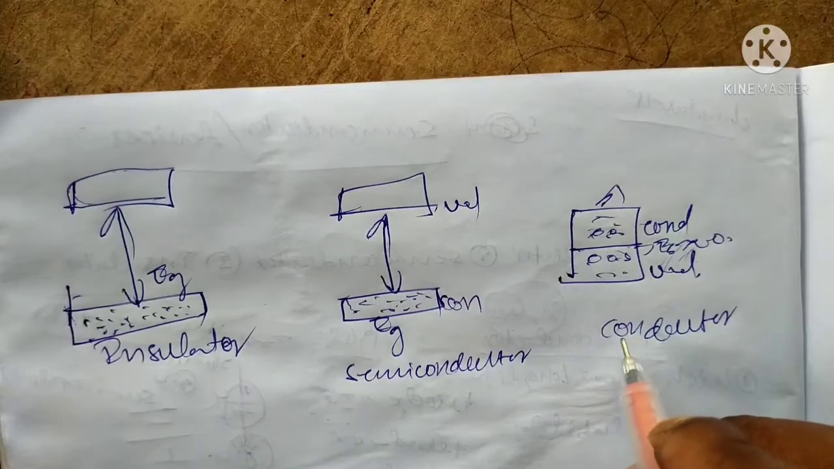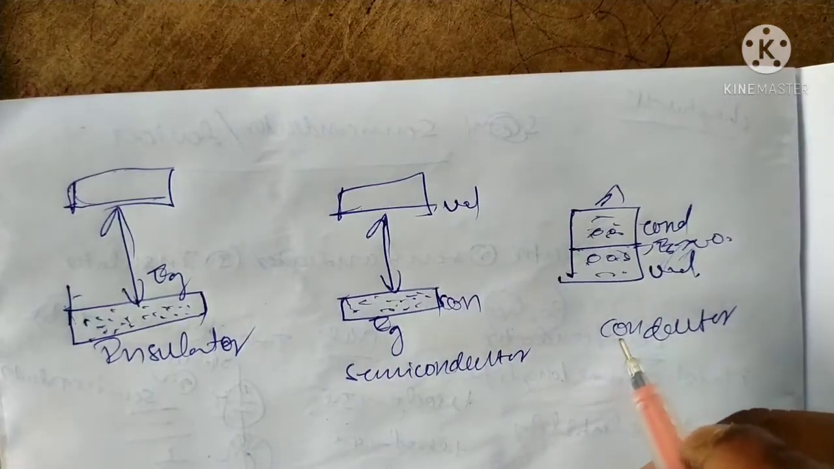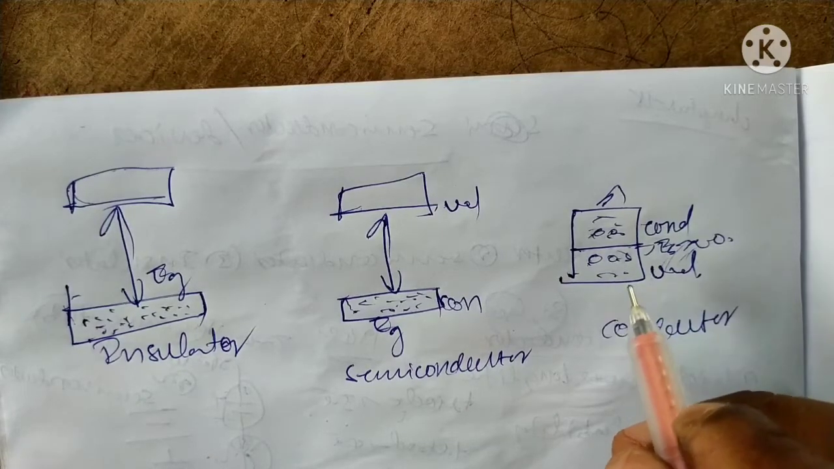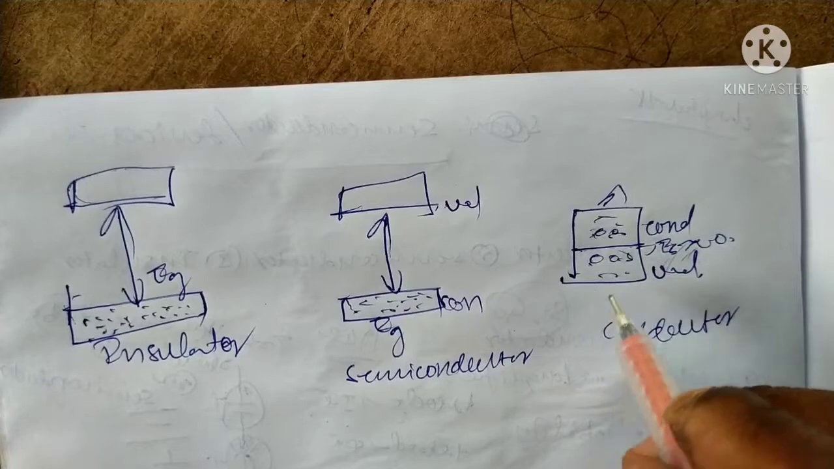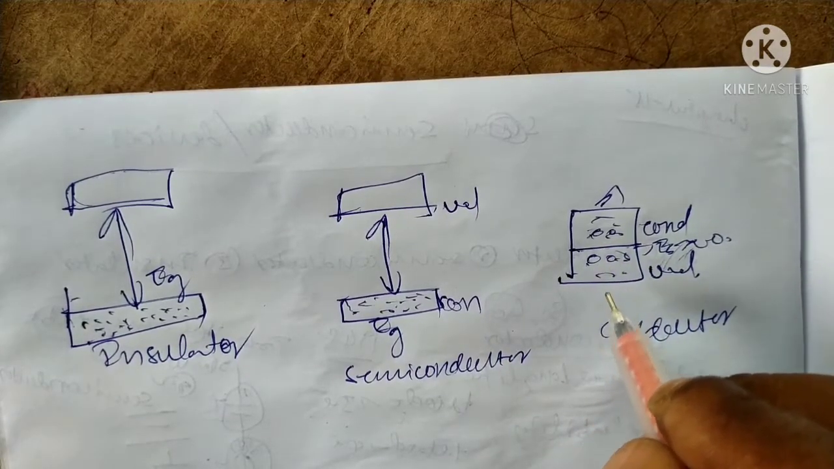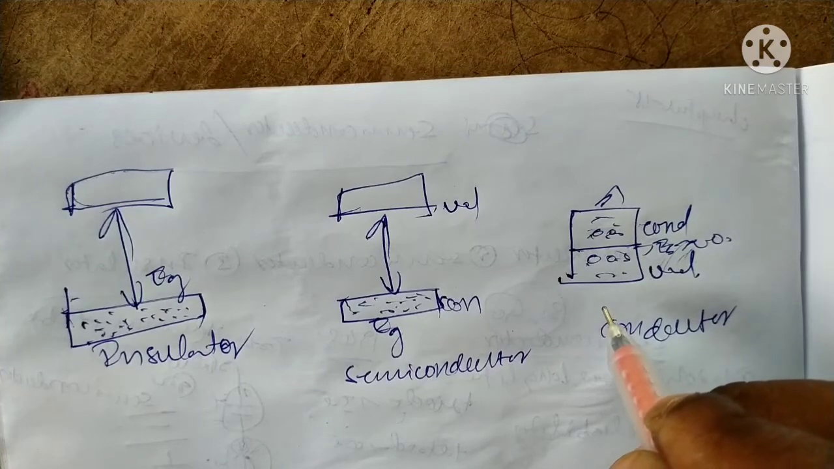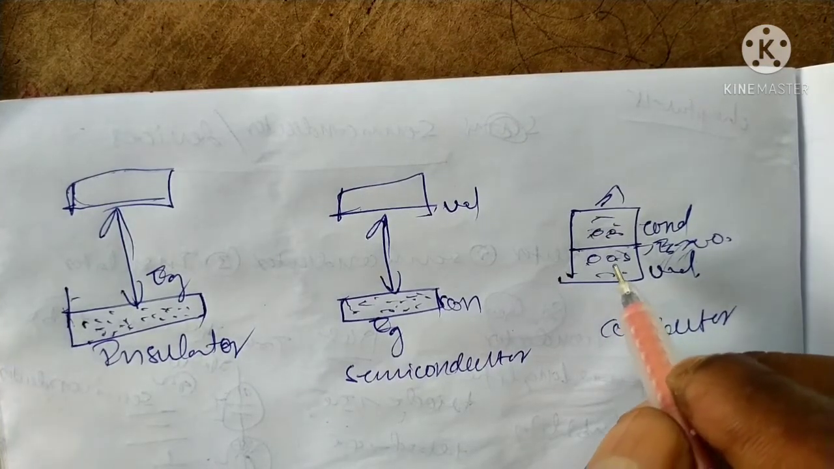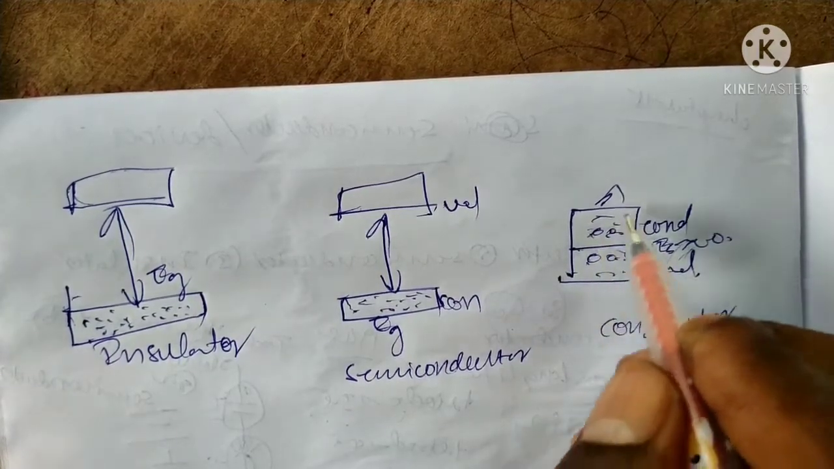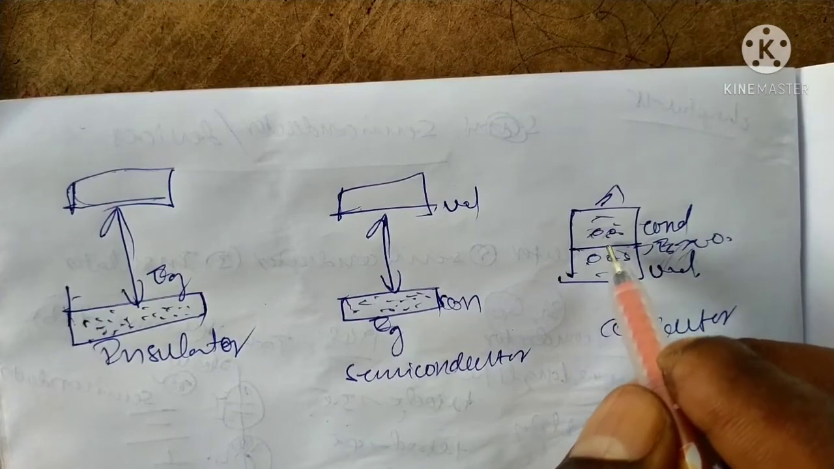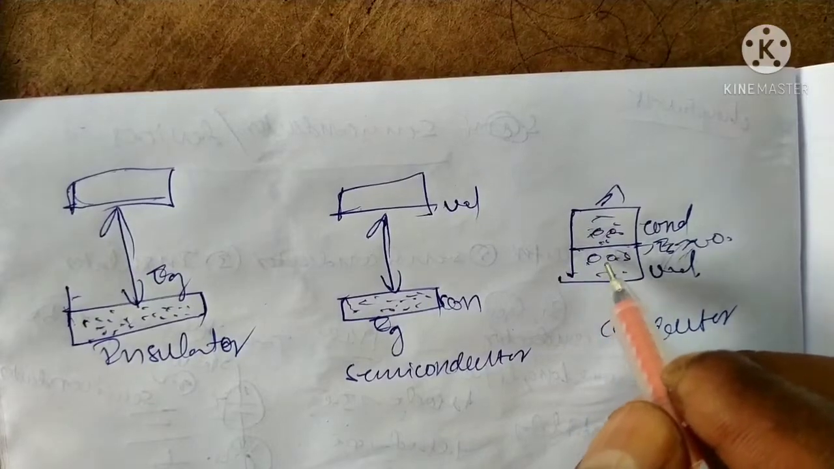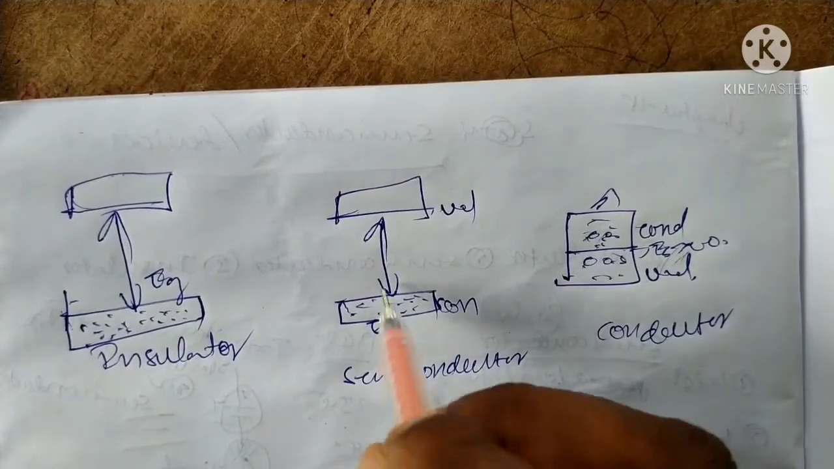Now we discuss the resistivity, conductivity and electrical properties of the conductor. The reason for the high conductivity is that the number of free electrons is more, so the current is more, conductivity is more and resistance is less, because the conduction band and valence band are combined with each other. That is the main reason.